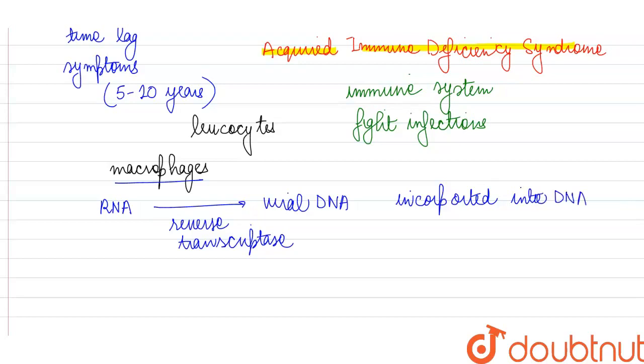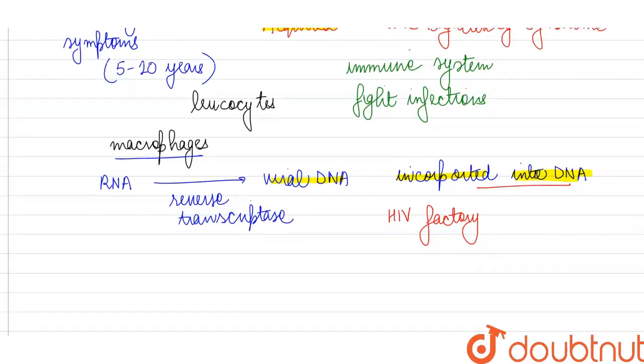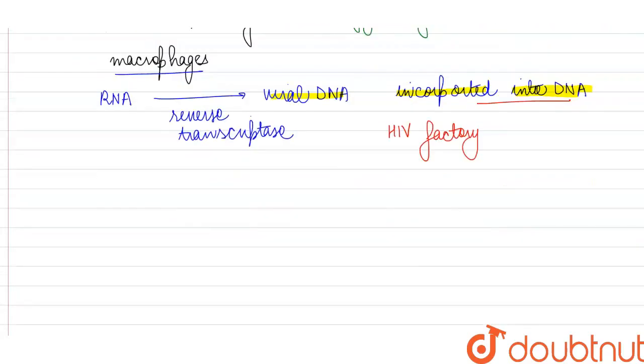That is, the macrophage which has been attacked by this virus, the virus is going to incorporate its viral DNA into the host cells, into the macrophage's DNA, and this macrophage now acts as an HIV factory, because after being incorporated into the DNA, it directs the macrophage to produce more virus particles.